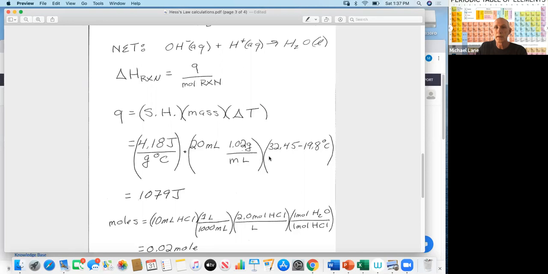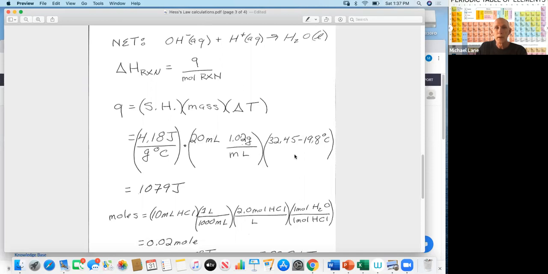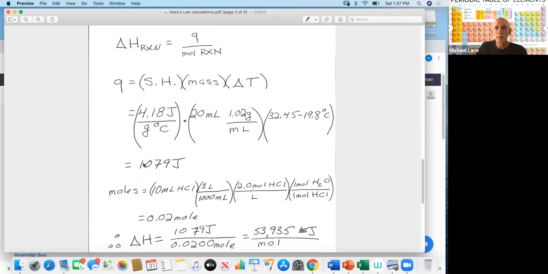That's a provided value. And I didn't write on this one, this value is T sub F. This is T sub I, the average of the 2 values. And I go through and I do the arithmetic, 1,079 joules.